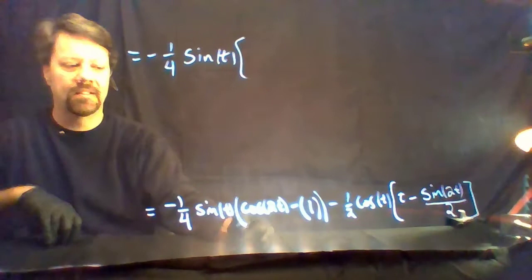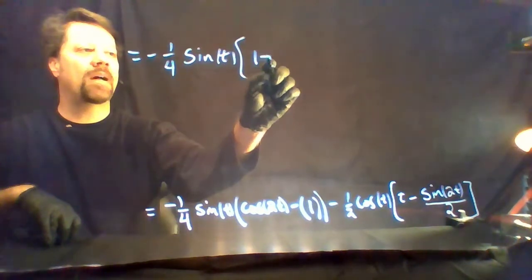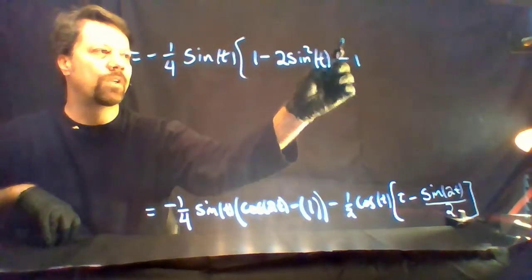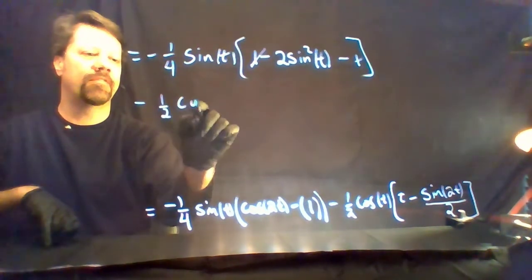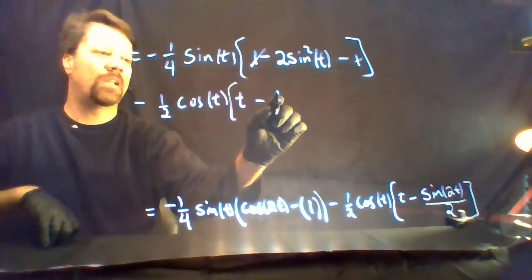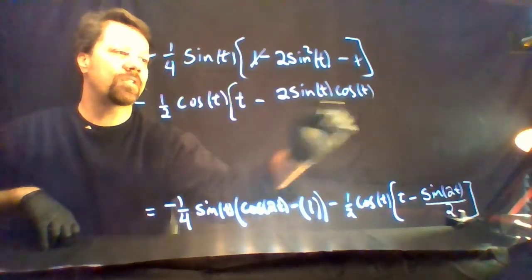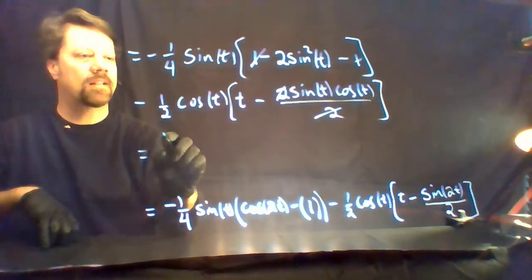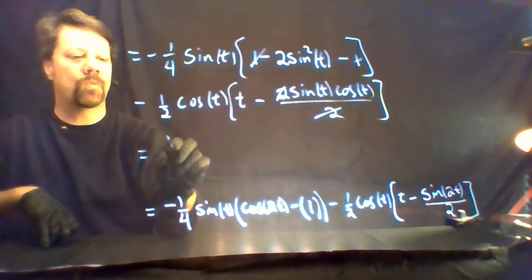sine of t. There are 3 double angle identities for cosine to choose from. I choose 1 minus 2 sine squared of t. We have a minus 1 over here as well, so these will cancel. We have minus 1/2 cosine of t, t minus, now the double angle identity for sine is 2 sine of t cosine of t. We have the divided by 2 here, which goes away. This gives us a negative times negative is positive, 2 times a fourth is 1/2.